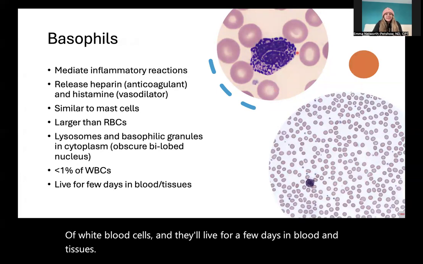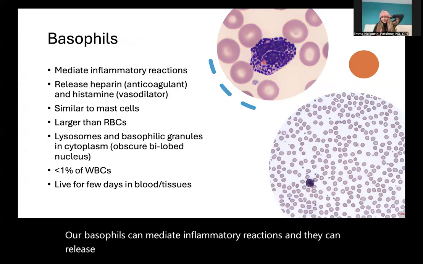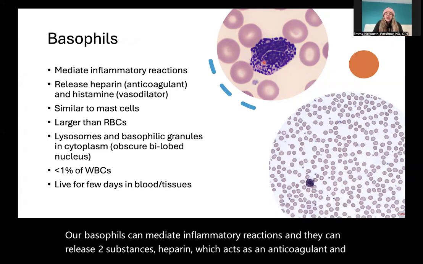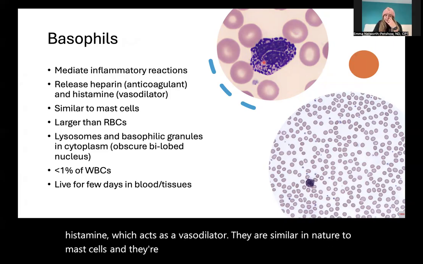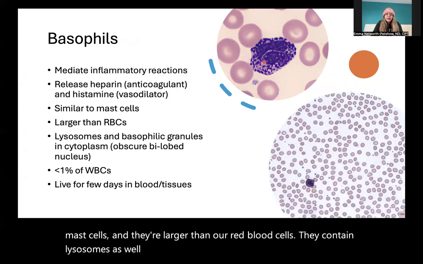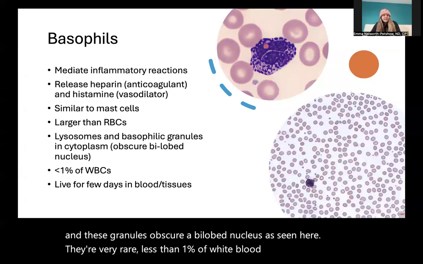Our basophils can mediate inflammatory reactions, and they can release two substances, heparin, which acts as an anticoagulant, and histamine, which acts as a vasodilator. They are similar in nature to mast cells, and they're larger than our red blood cells. They contain lysosomes as well as basophilic granules that stain kind of blue, and these granules obscure a bilobed nucleus, as seen here. They're very rare, less than 1% of white blood cells, and they'll live for a few days in blood and tissues.